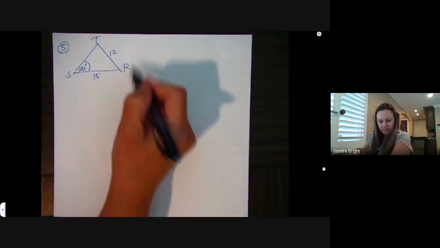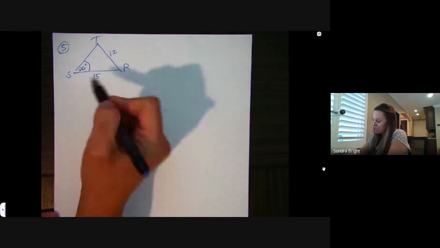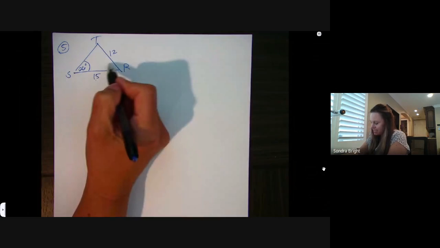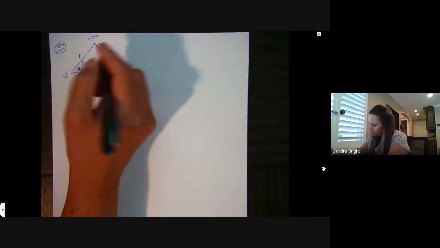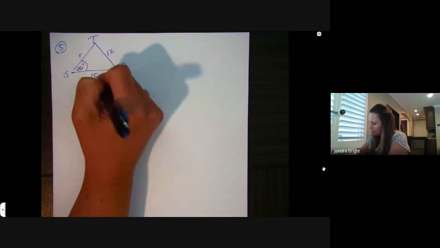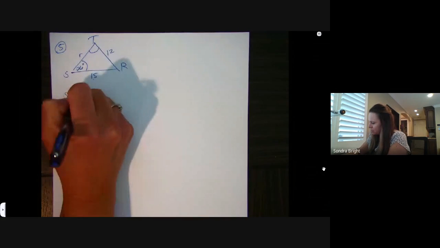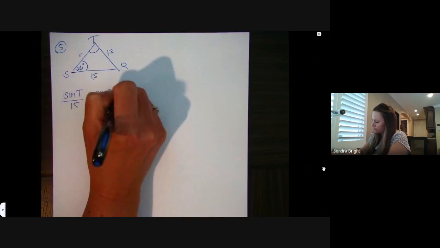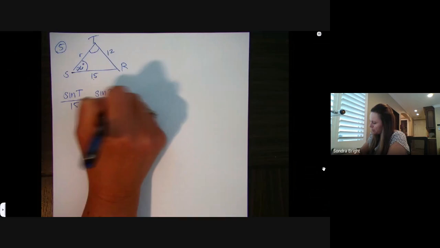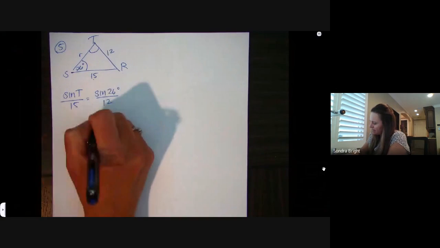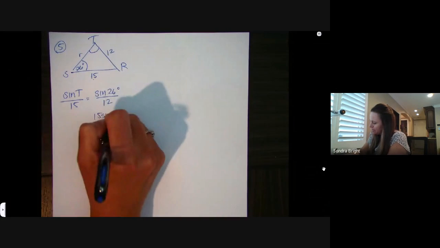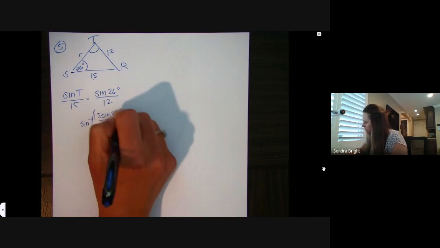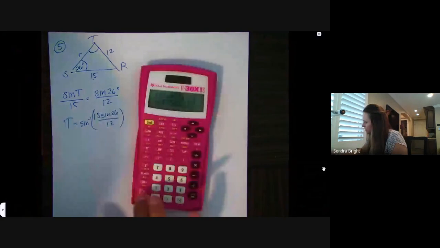What they want is for you to solve the whole thing. You can't find any information about R or side R yet. The only thing you can find, because they gave you side T, is angle T. So I'm going to find that first. Sine of angle T over 15 is equal to sine of 26 degrees over 12. You multiply both sides by 15 and then take the inverse sine of it. So angle T is inverse sine of 15 sine of 26 divided by 12.